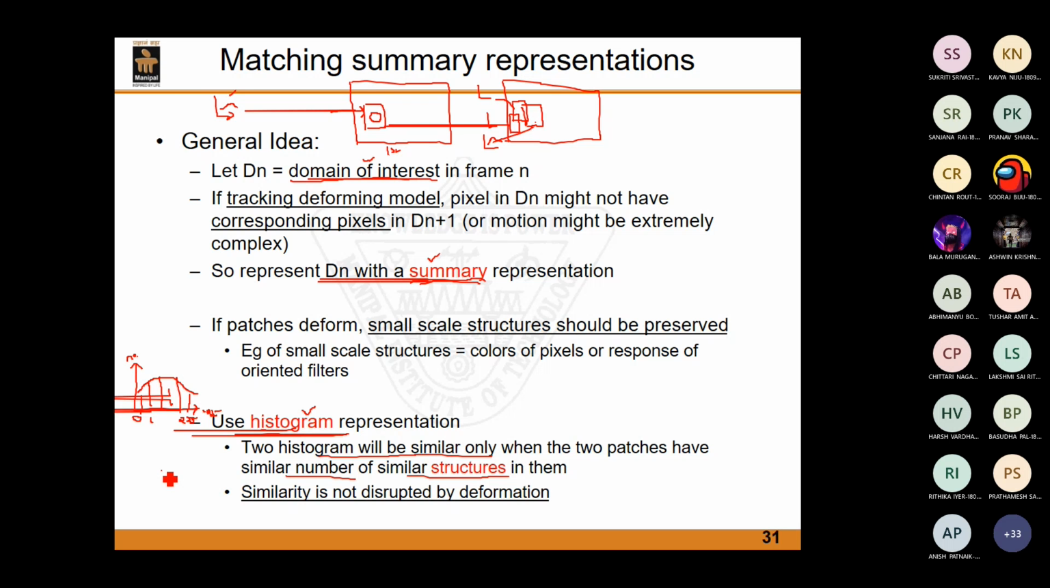Because it is not a pixel to pixel comparison, and because the overall shape of the histogram remains more or less the same with slight changes in the pixel intensity values, it is a good choice for the summary representation, and we can go ahead with histogram matching.